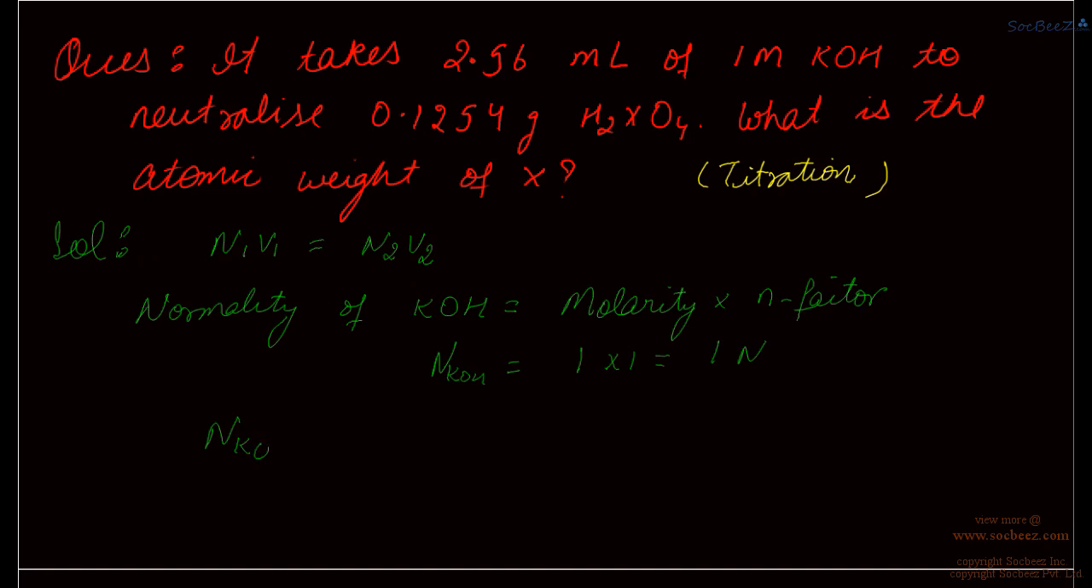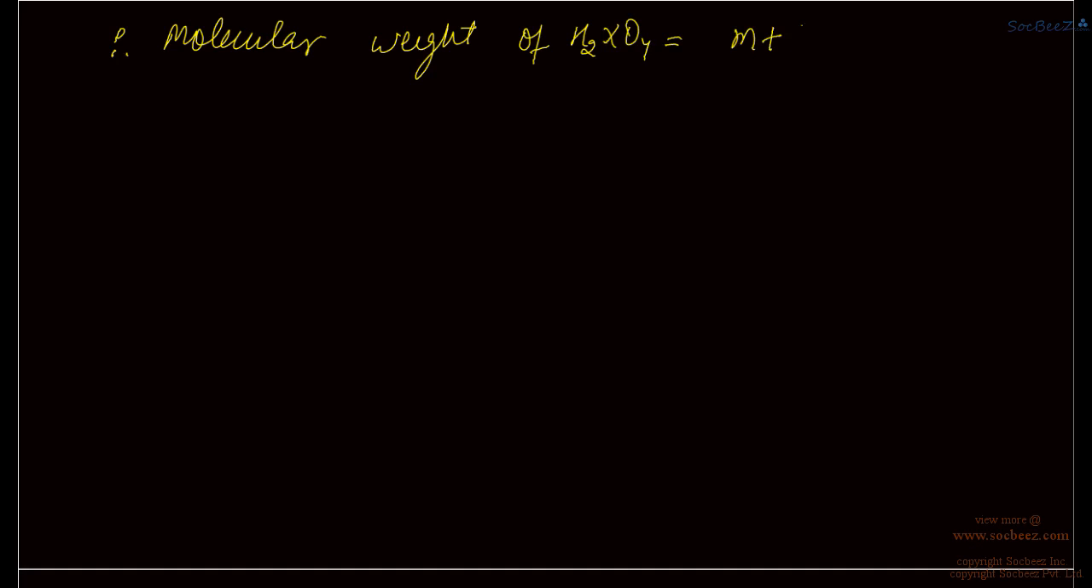So we can say that in this reaction, at the equivalence point, that is at the neutralization point, N of KOH into V of KOH equals N of H2XO4 into V of H2XO4. Fine. So let the atomic weight of X equal M. Since atomic weight of X is M, let's do this part of the problem with a different color. Therefore, the molecular weight of H2XO4 is M plus 66.